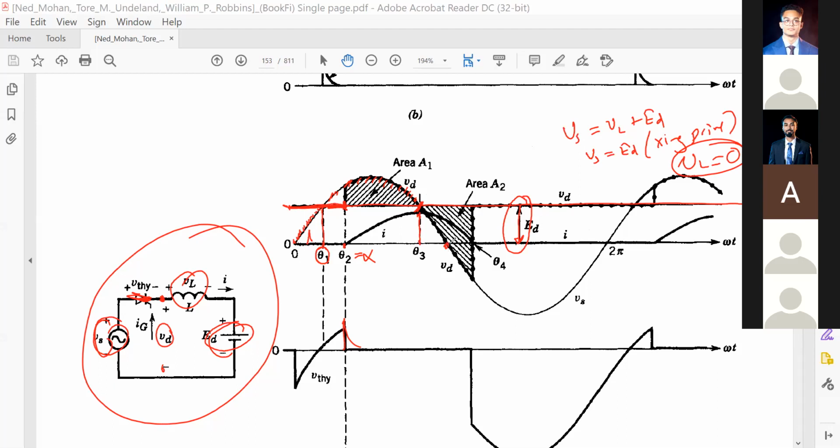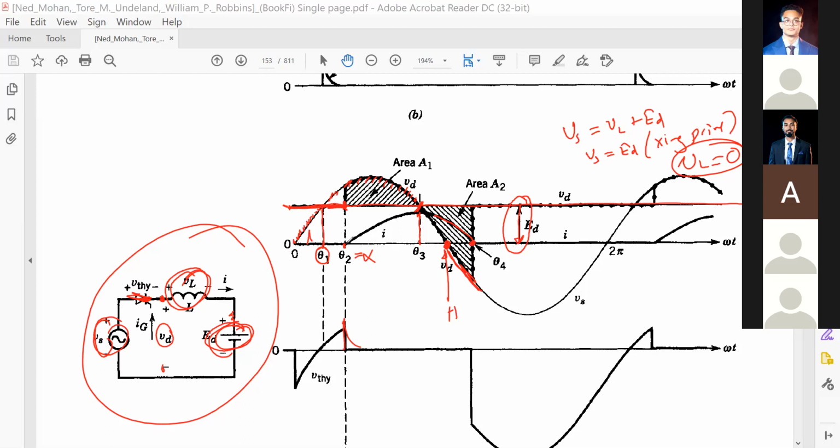But current is not 0 at omega t equal to pi. Look here. Why? Because the inductance will store some energy and it will take some time. Although the voltage has gone to negative reverse bias, since there is no path to follow the current, the current will still be conducting until all the total energy is dissipated. There must be some resistance here, or the battery charger will absorb this, and then the current will stop conducting here.